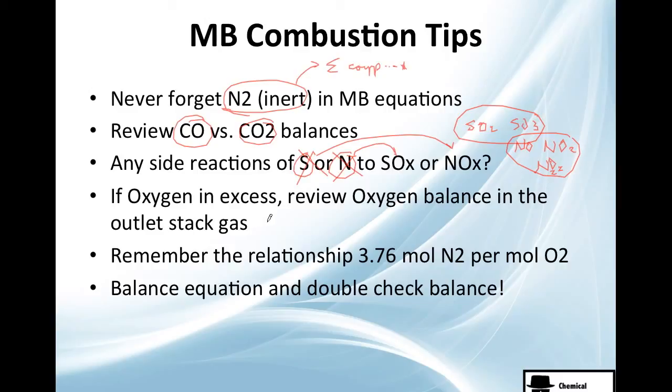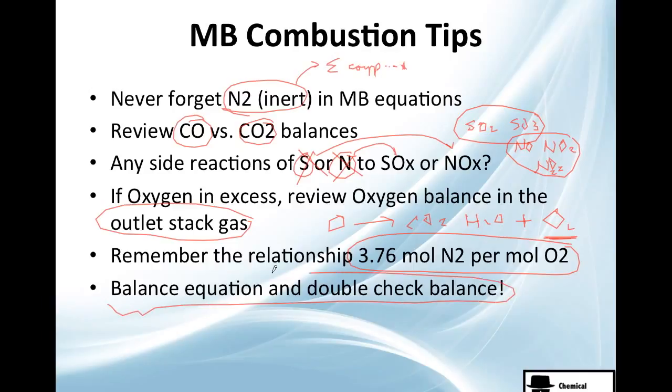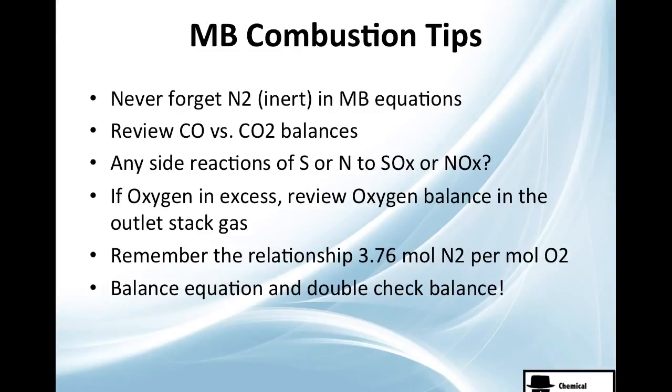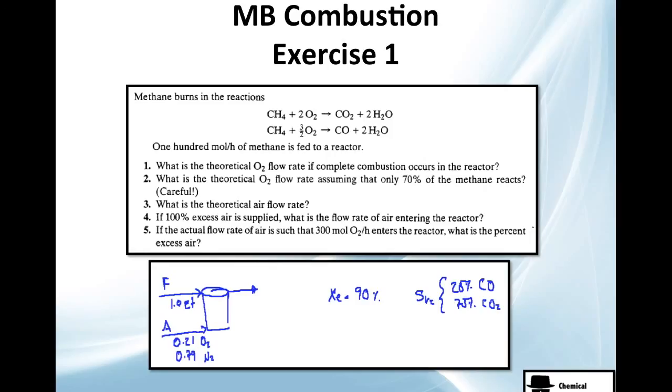And when you have oxygen in excess, review the oxygen balance in the outlet gas. Typically you think all the oxygen converts to CO2 or water, but the truth is that when you have extra oxygen, you will have oxygen going out. And as a tip, I recommend you learn the relationship between the moles of nitrogen per moles of oxygen. And once again, balance the equation and double check the balance, guys. I think this is it, I'm going to cut this video. We're going to see the next video, mass balance combustion exercises.